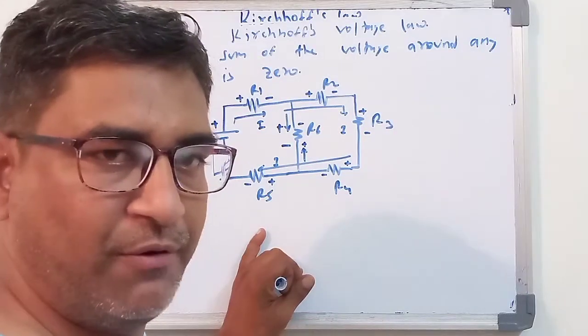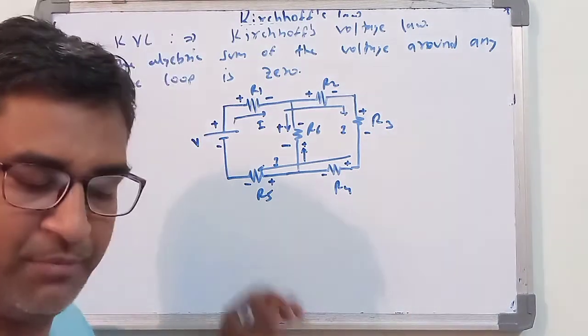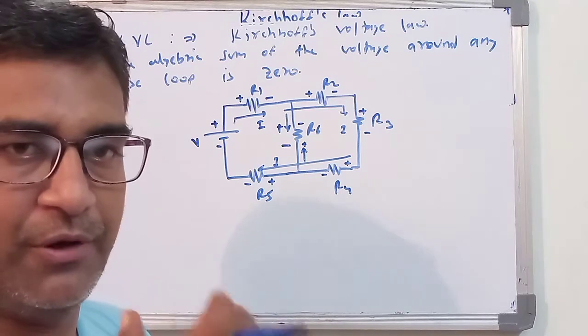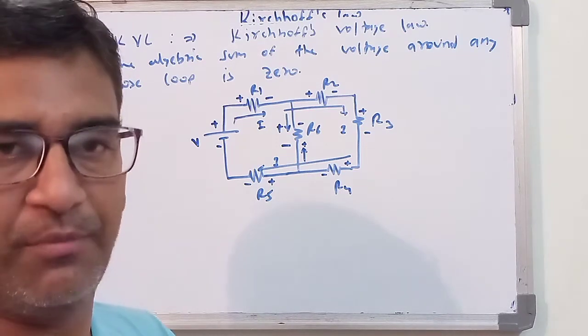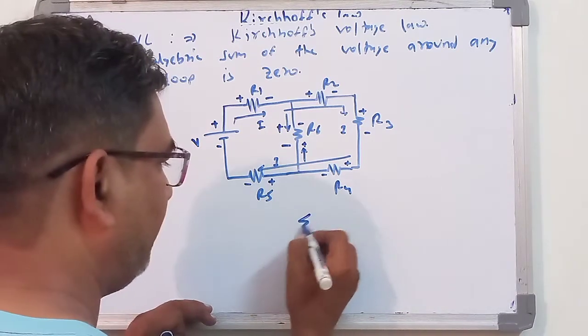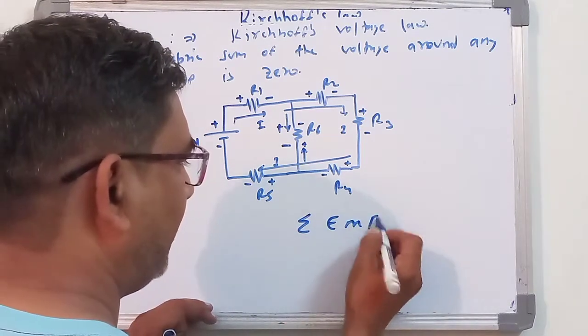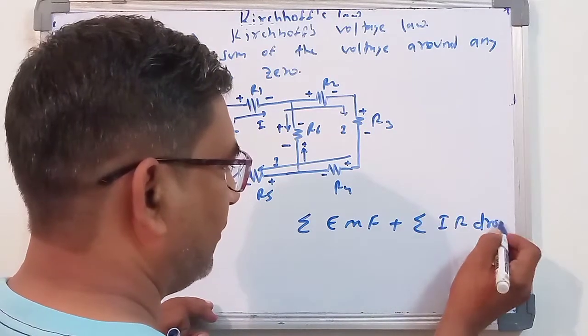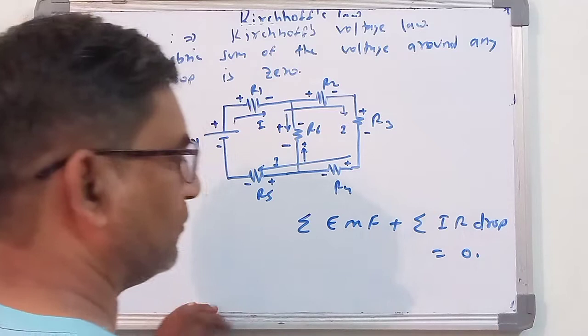So in this particular format, you may say that the algebraic sum of that particular voltage is equal to 0. Whatever the IR drop that occurs, it is 0. So the summation of EMF plus the summation of IR drop is equal to 0.